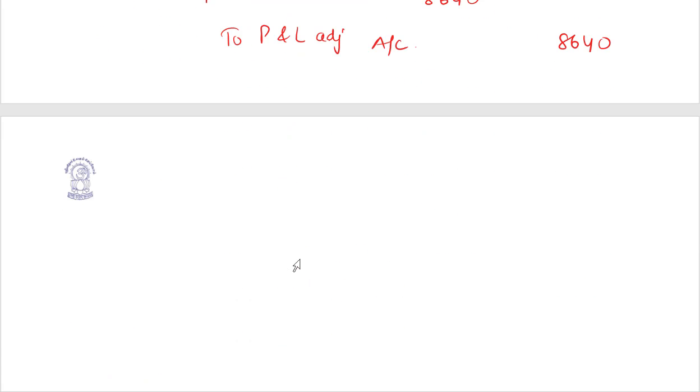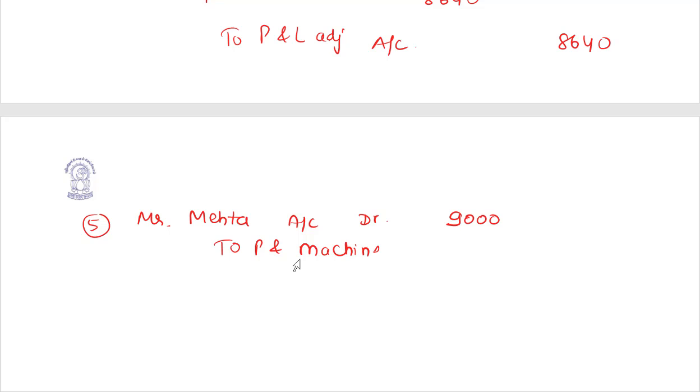Fine. So point number 5. Mr. Mehta account debited 9,000, because he had purchased; the sale had been done for 9,000. What is the value of plant and machinery? The plant and machinery was valued at 6,750. So it needs to be credited, and the difference, that is 2,250, is a profit on sale of machinery, which would be transferred to P&L adjustment account. P&L adjustment account. I believe it is clear.